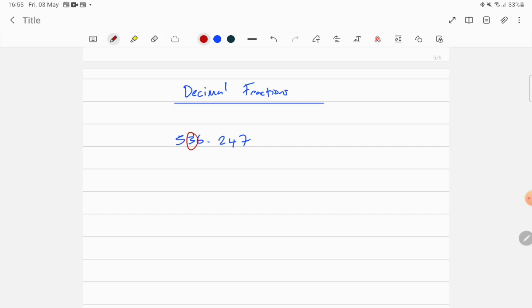So if you were to put this in some sort of expanded notation form, this would be 500 plus 30. As you can see here, the 3 is in the tens column, so that is the 30. It represents 30 plus 6 plus 0.2 or 2 over 10 plus 0.04 plus 0.007. So this is that expanded notation, where you need to understand the value and what that specific decimal place means.